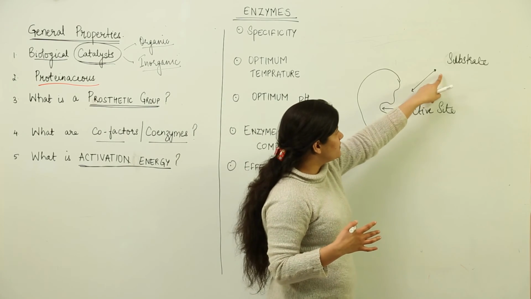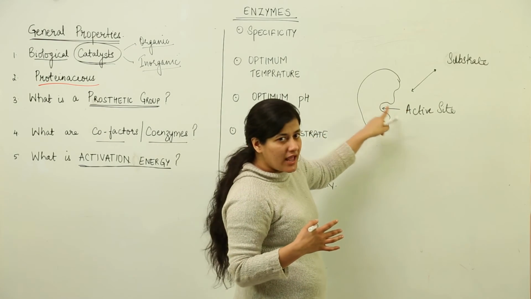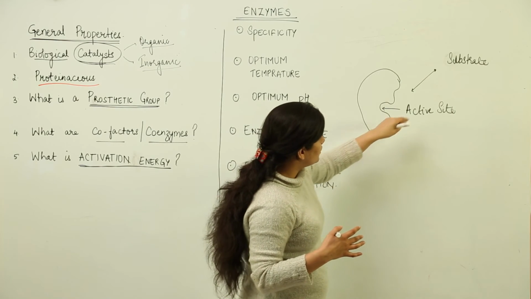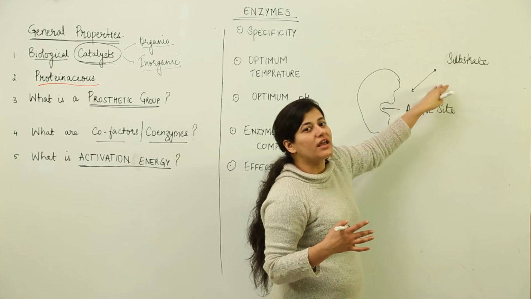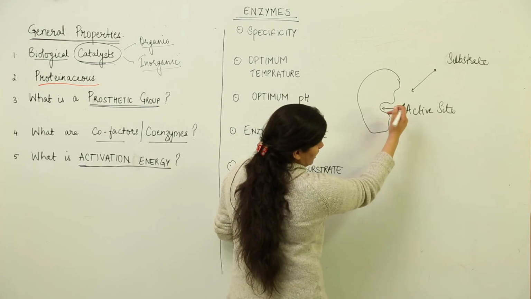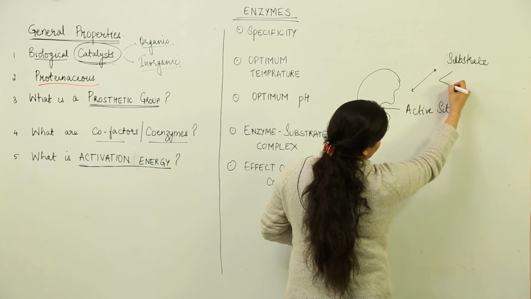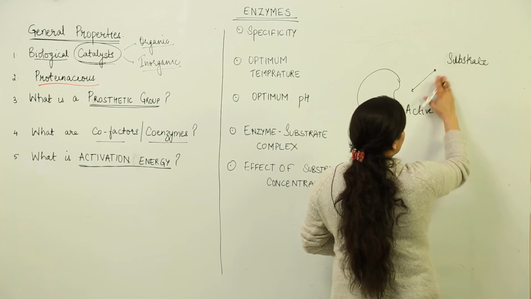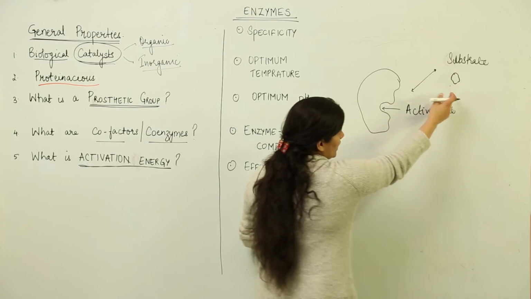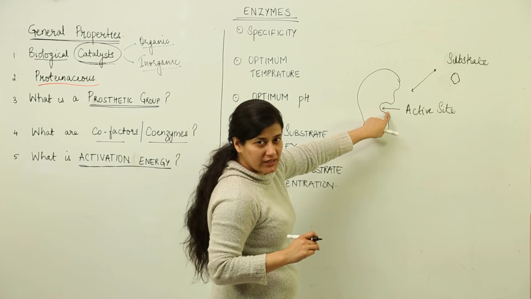Now the substrate comes and binds with the active site, and it is very much responsible for the specificity of the enzyme, that a substrate with a specific shape, as you can see this shape, if the substrate is of this shape, it will not be able to fit into it. It has to be in correspondence with the active site.